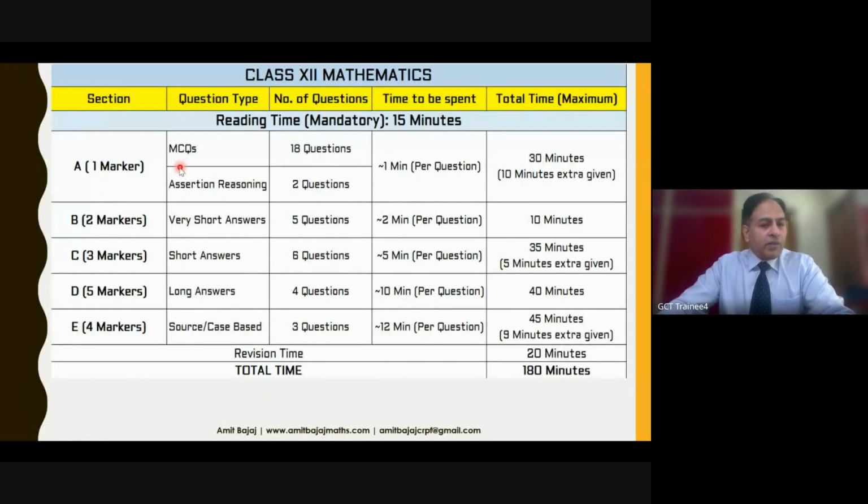And then for a 1 marker question, I generally suggest if 1 minute is given per question, we have 20 questions. So 20 plus 10 minutes extra is given. So in 30 minutes Section A may be completed.